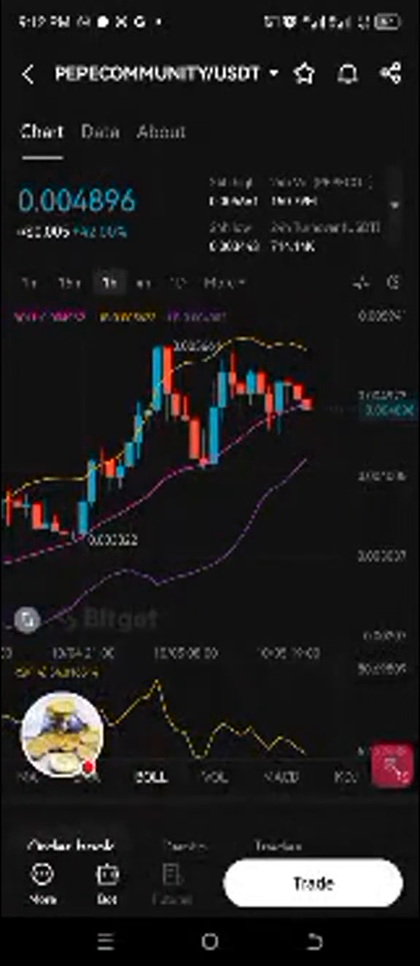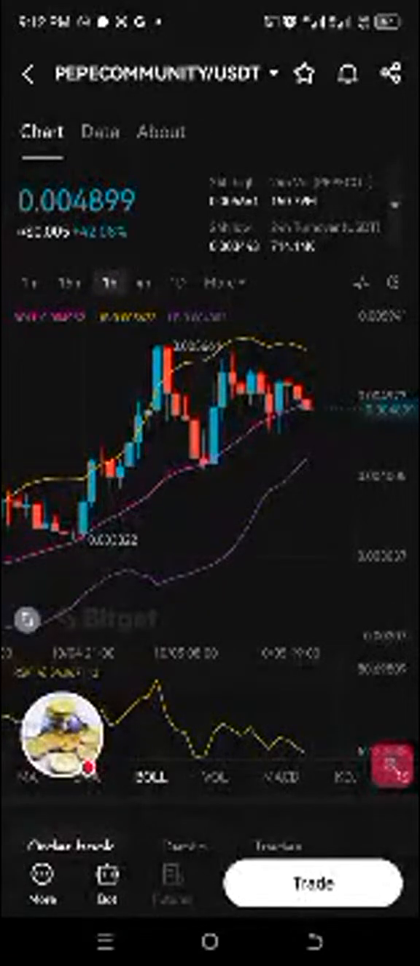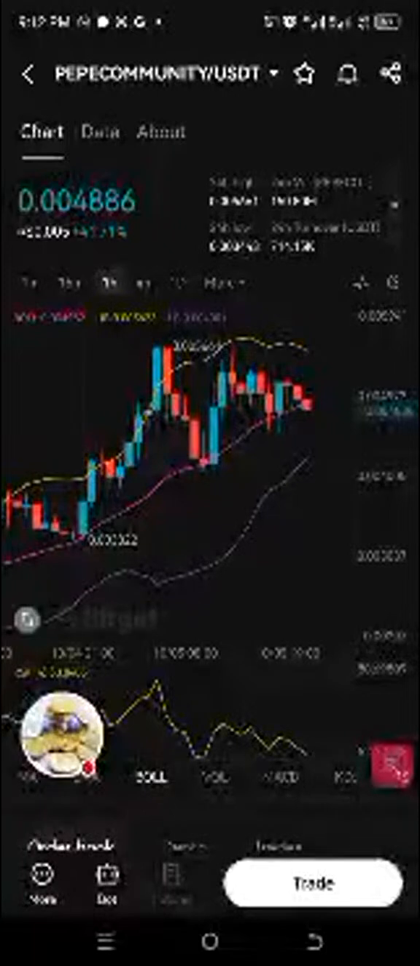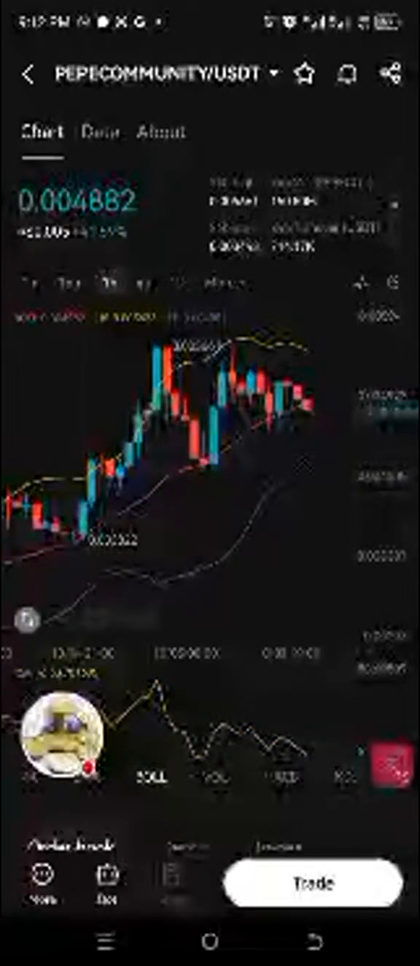We don't have parabolic SAR here to give us something more accurate, because for me, parabolic SAR is still my absolute favorite. But I can just follow it with Bollinger Bands. When you see it expanding, it's going up high. When it's contracting, the price is going down. And you can see it's contracting right now, and the red candles are already deepening. So it's a no-no for me.